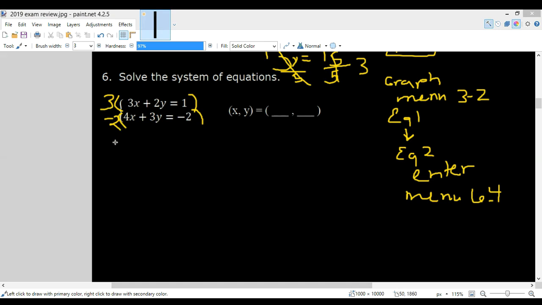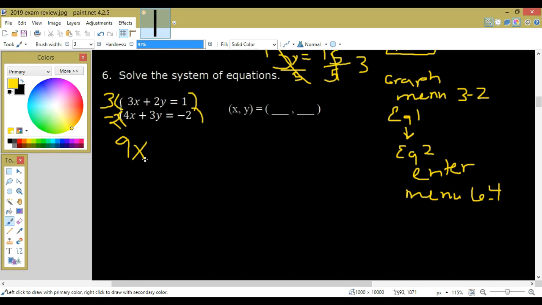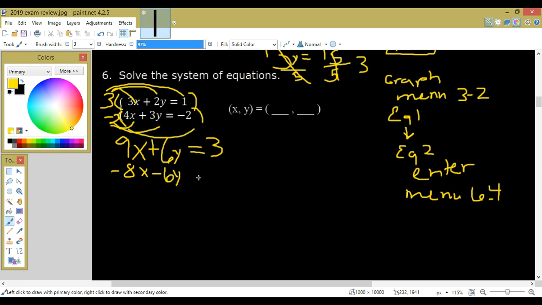3 times 3x is 9x. 3 times 2y is a plus 6y. 3 times 1 is 3. And then we do the second equation. -2 times 4x is -8x. -2 times 3y is a -6y. -2 times -2 is a +4.